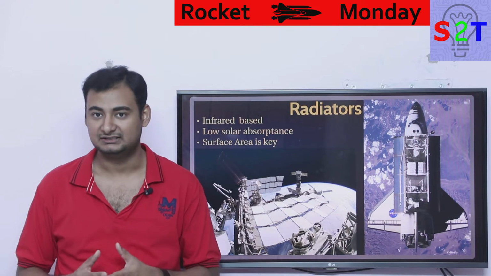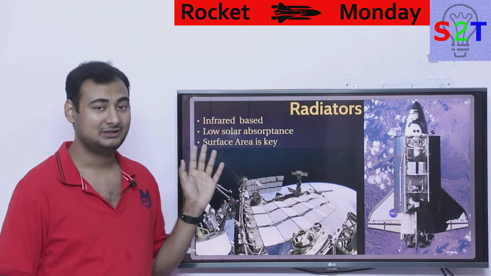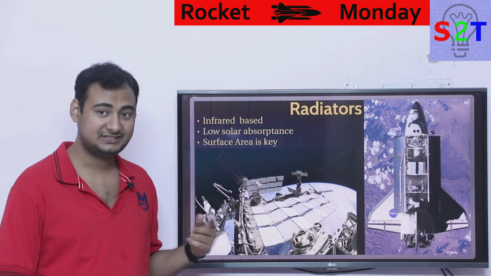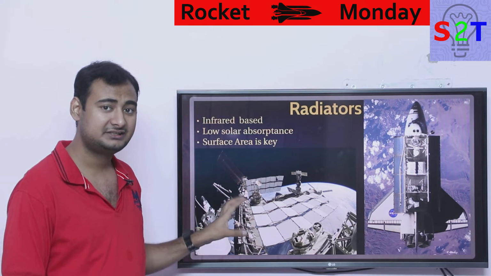Then we have to understand this. In space, you are more likely to boil to death than you are to freeze to death. We have to employ basically an infrared based radiator. That is why the ISS has such a huge radiator. To understand the size of this radiator, think of it this way.